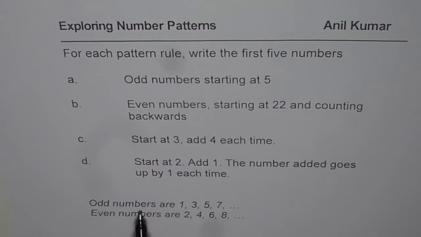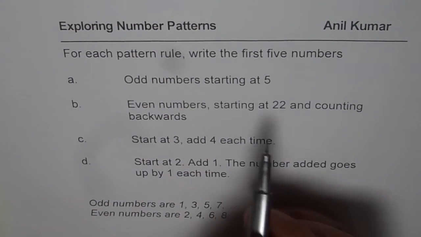Now what are odd numbers? Numbers like 1, 3, 5, 7 are odd numbers, and even numbers, as you know, are 2, 4, 6, 8 and so on, correct? So that is how we understand odd and even numbers. Now you can pause the video, answer the question, and then look into my suggestions. Let us begin answering these questions.